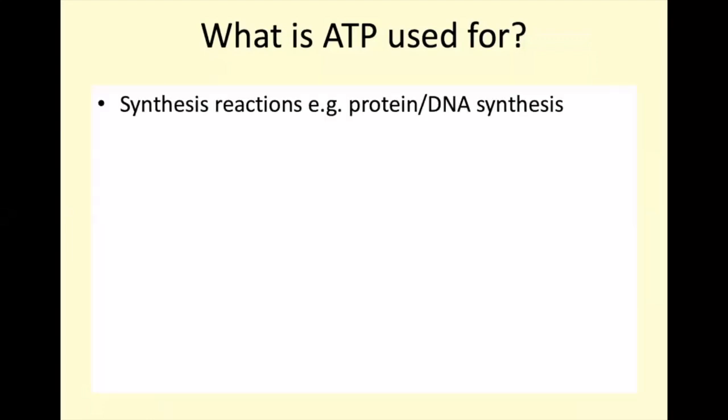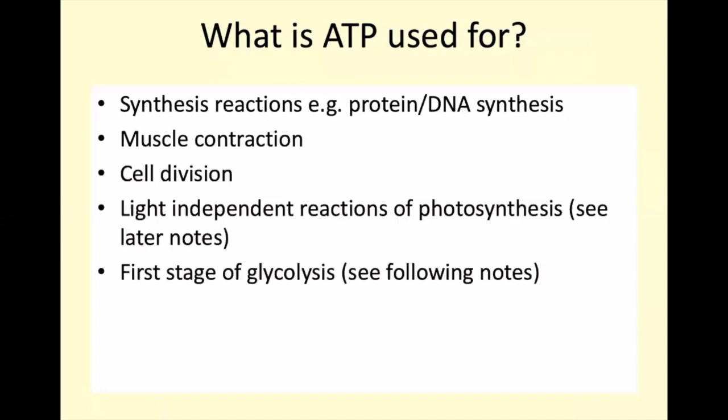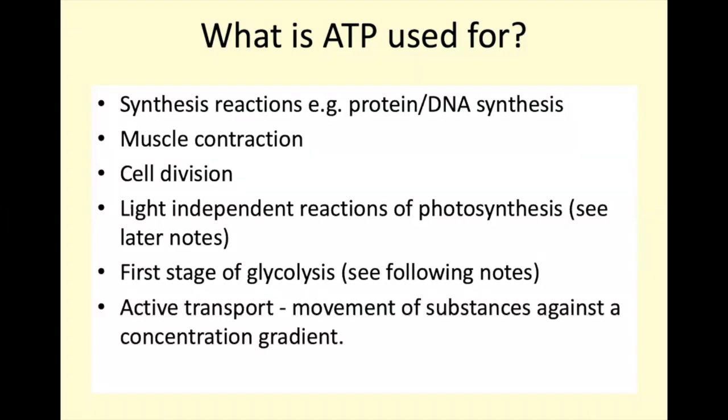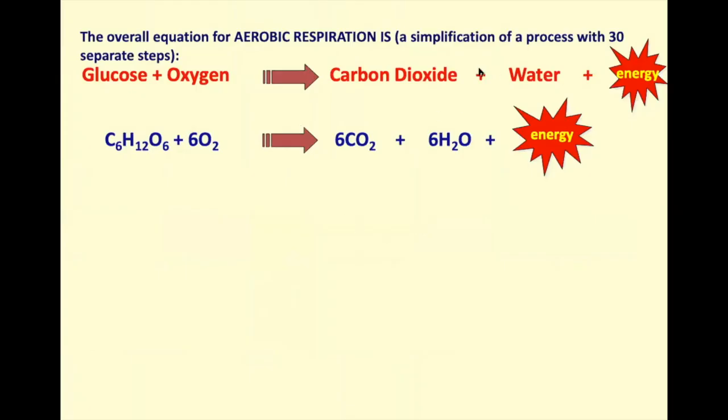All right. Synthesis, muscle contraction, cell division, light independent reactions of photosynthesis, first stage of glycolysis, which we're going to do today, and active transport. Right, well, this is what George has just described that you're well familiar with, and I've written in brackets, this equation is a simplification of a process with 30 separate steps, folks. So it's not that your GCSE was wrong. It's a very, very simplified version.